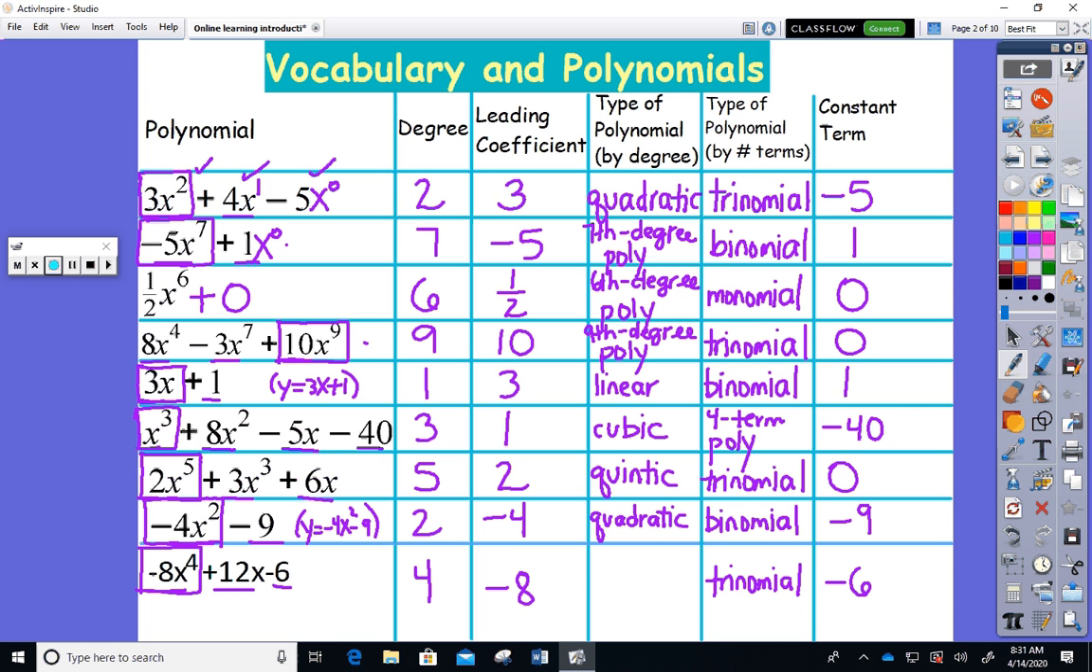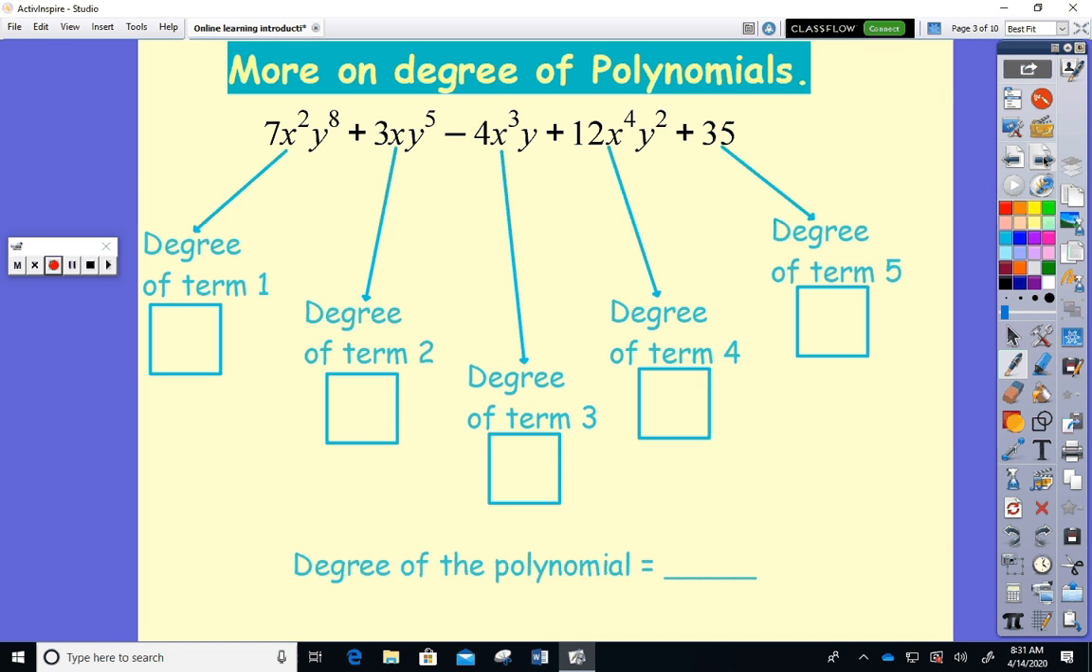Now, fourth degree is quartic. So let me say that again. First degree is linear, second degree is quadratic, third degree is cubic, fourth degree is quartic, fifth degree is quintic. After that, you just say 6th degree polynomial, 7th degree polynomial, 8th degree polynomial, and on and on.